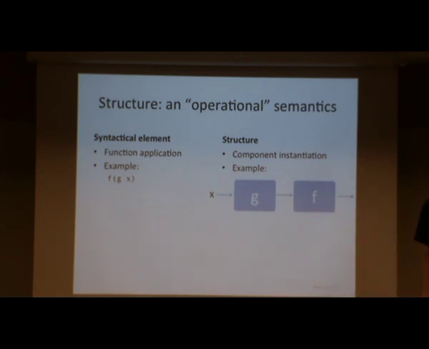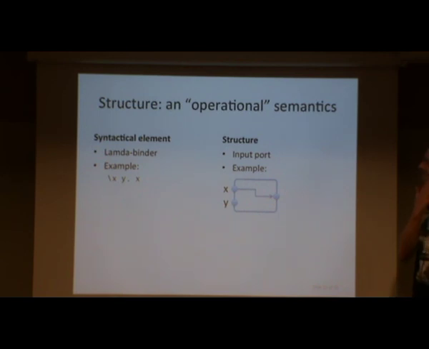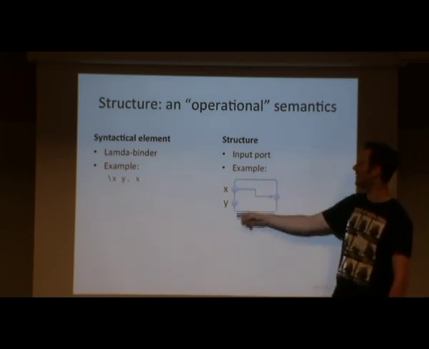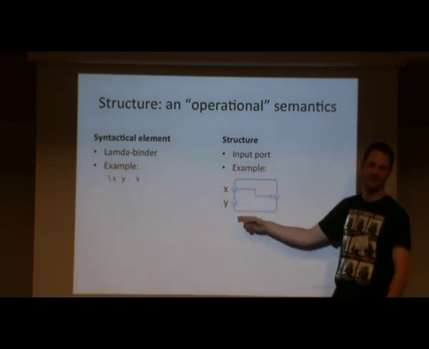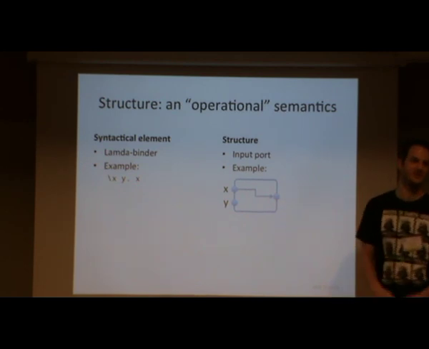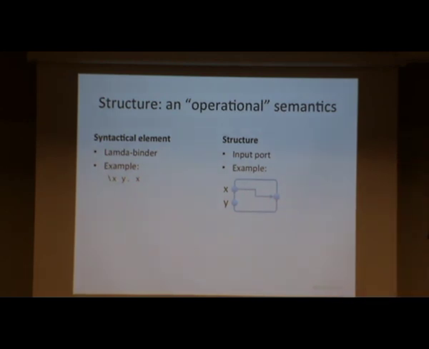So every time you see a function application, it gets mapped to an instantiated component. Lambda binders just get translated. If you have a component here on the right side, lambda binders get mapped to input ports for your component, and the result of your function gets connected to the output of the component.